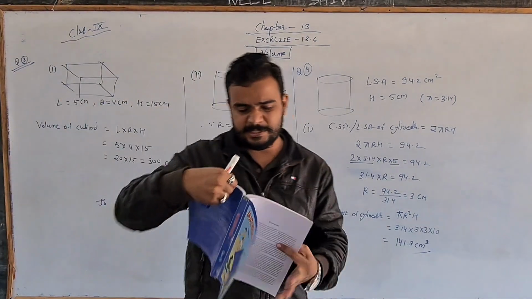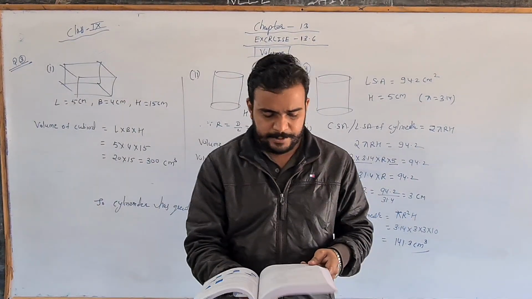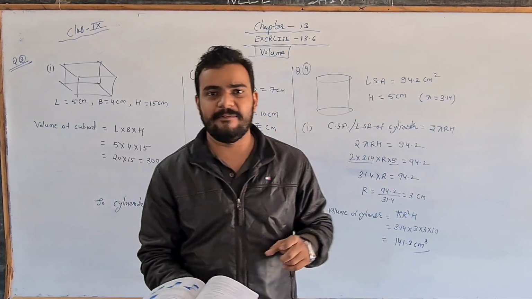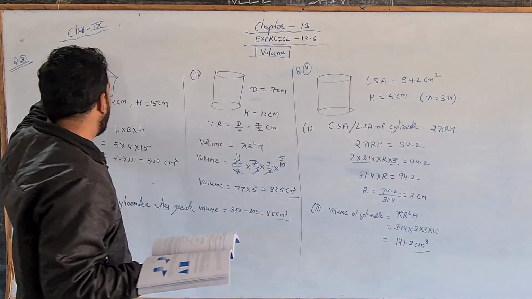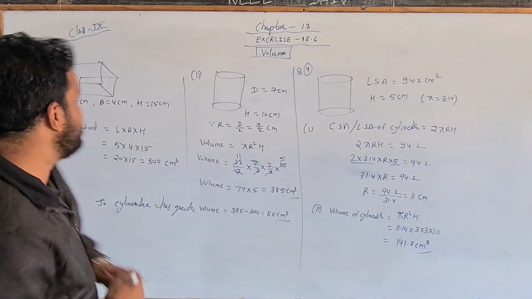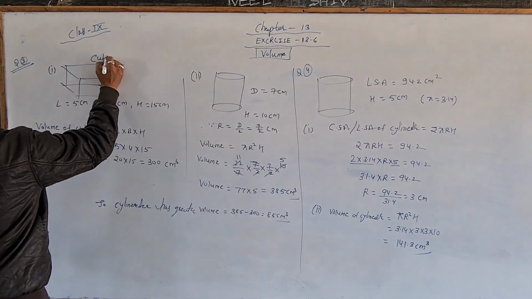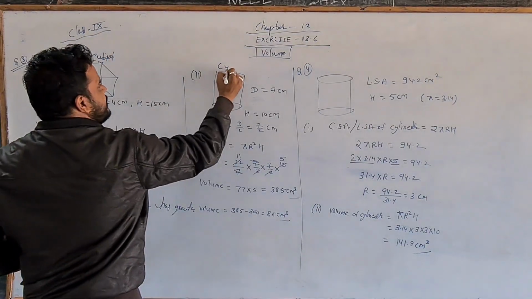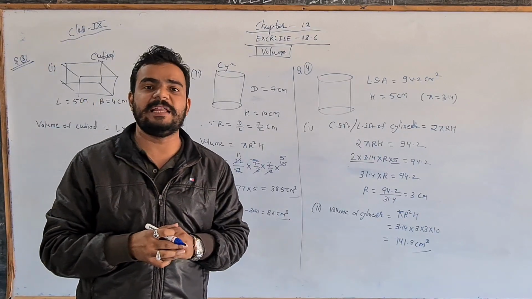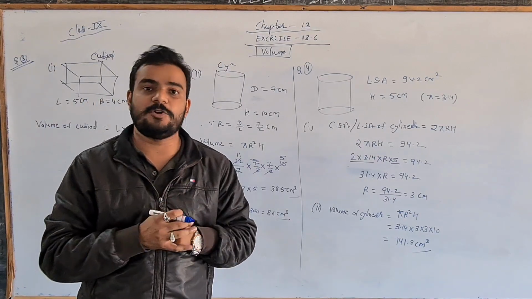Okay students, so the next case number third, a soft drink is available in 2 packets. One is cuboid shape and one is cylindrical shape. First shape is cuboid and the second shape is cylinder. So this is asking which one will hold more soft drink? Which one has the more capacity?